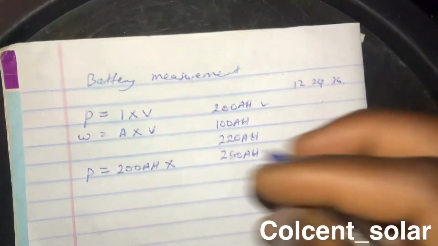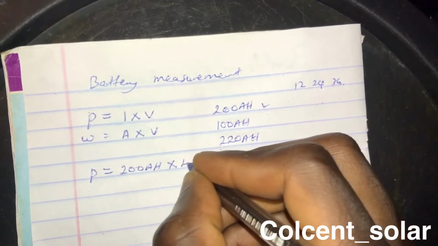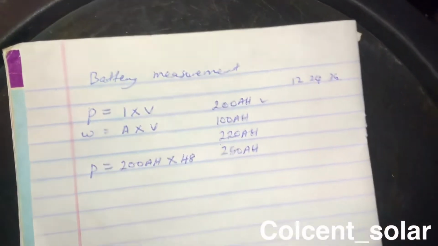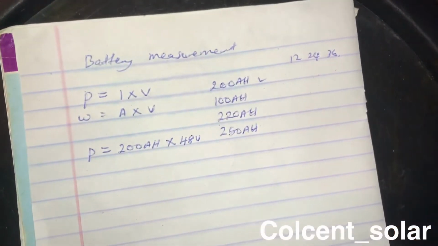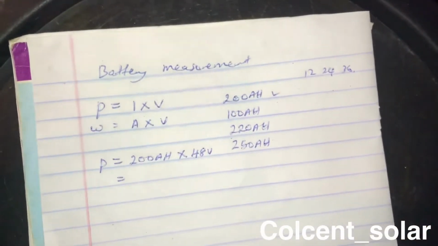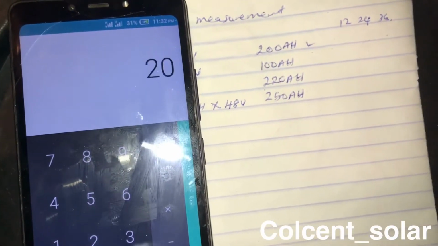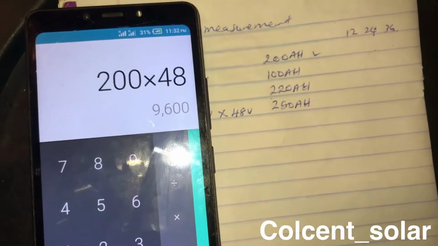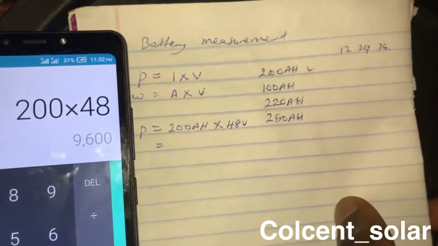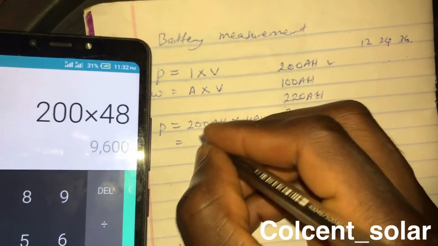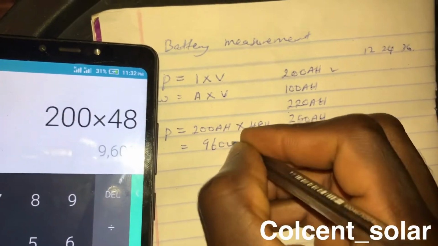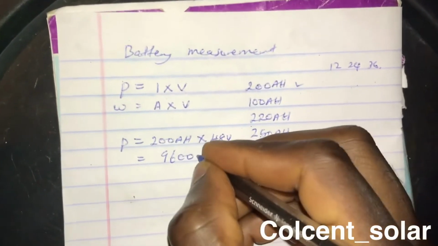So with this, let's use 48. We are using 48 volts as the nominal voltage of the inverter, which will give us 200 times 48. Let's hold this, I have my calculator here. 200 times 48, giving us 9,600. So this 9,600 is in watt hours.